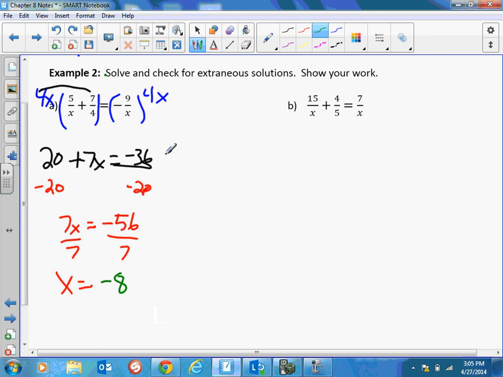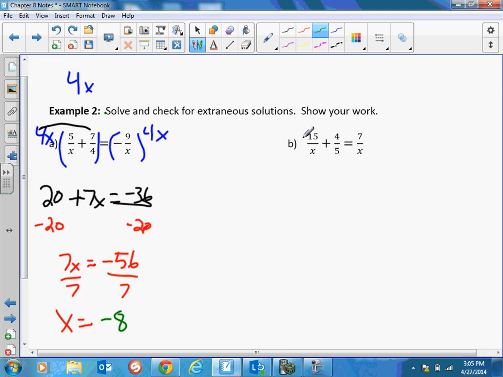Okay, let's do this one. What's the least common denominator? Very similar, it's 5x. So multiply both sides by 5x.